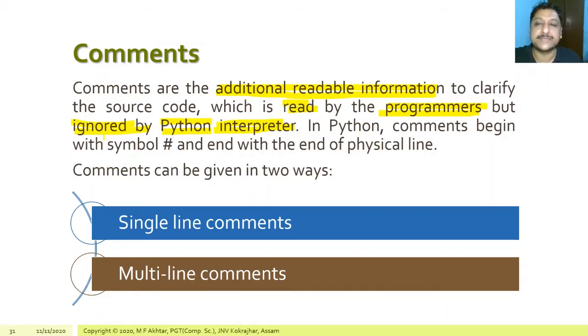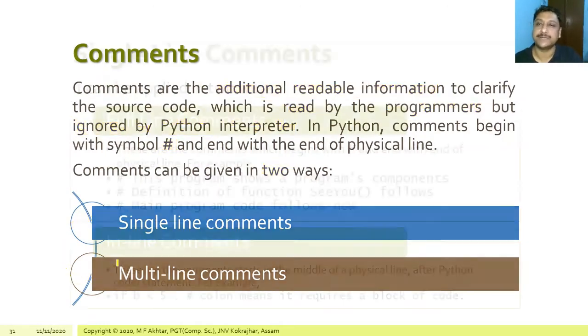In Python, comments begin with a hash symbol. Every comment must start with a hash symbol and end with the physical line. A complete line can be given as a comment. Comments can be given in two ways. First, we can use a single line comment, and next is a multi-line comment. Two types of comments are there. Now one by one we will see this.